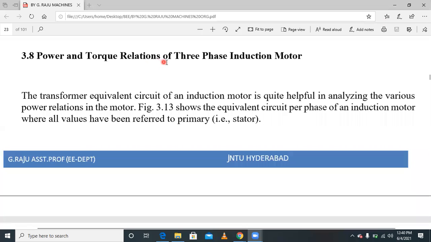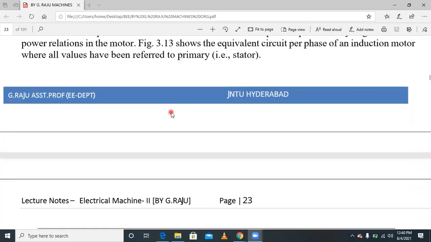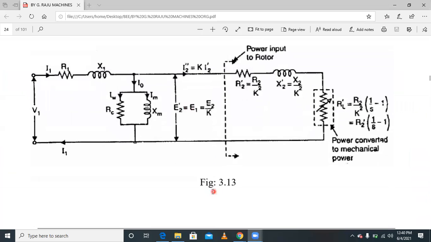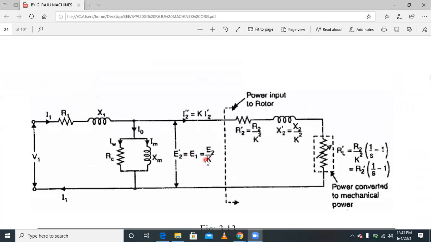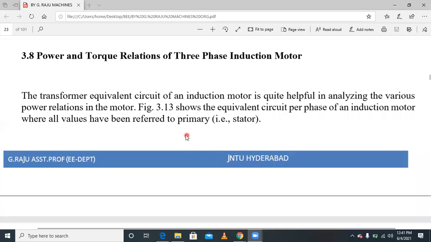Power and torque relations of a three-phase induction motor. The transformer equivalent circuit of an induction motor is quite helpful in analyzing the various power relations of the motor. So in figure 3.13, using this figure, we have to find the power and torque relations.